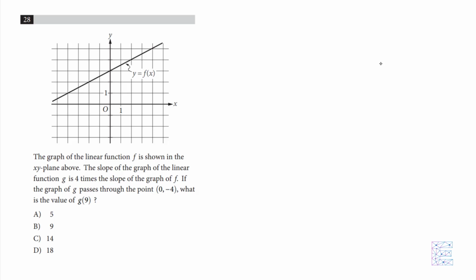The graph of the linear function f is shown in the xy plane above. The slope of the graph of the linear function g is 4 times the slope of the graph of f. If the graph of g passes through the point (0, -4), what is the value of g of 9?